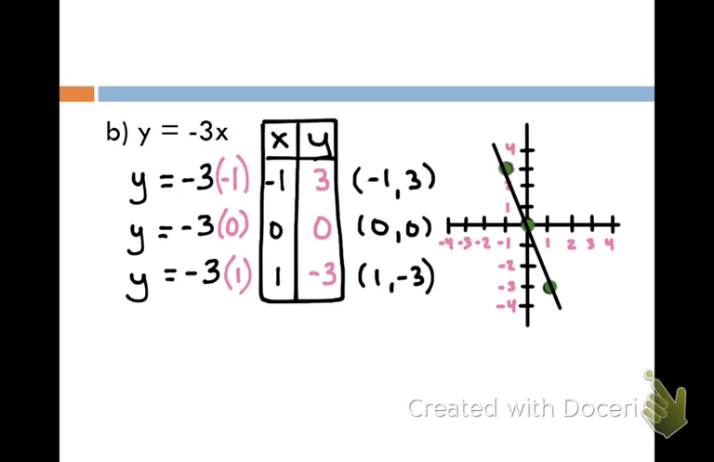Okay, so once you have connected the dots, remember your arrow means this is continuing to go on and on forever. We only plotted 3 points, but it can continue going on, okay? Does that look like a line? Yes, it's a nice straight line, okay? We're going to talk about that line here in just a second.